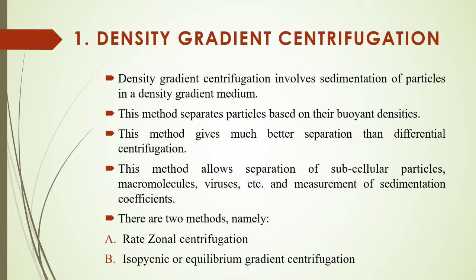Density gradient centrifugation. This method involves sedimentation of particles in density gradient medium. This method separates particles based on their buoyant density. This method gives much better separation than differential centrifugation. It allows separation of subcellular particles, macromolecules, viruses, etc. and measurement of sedimentation coefficients. There are two methods, namely rate zonal centrifugation and isopycnic or equilibrium gradient centrifugation.